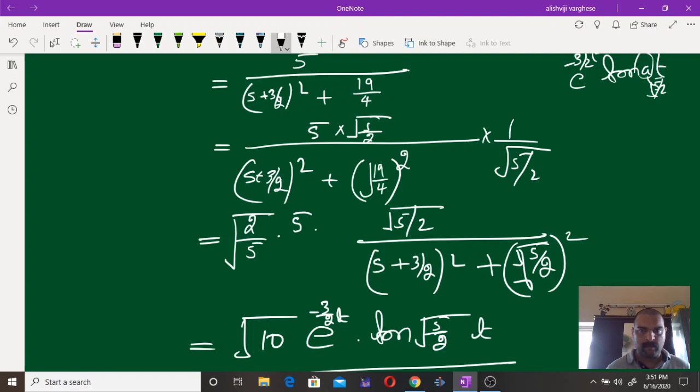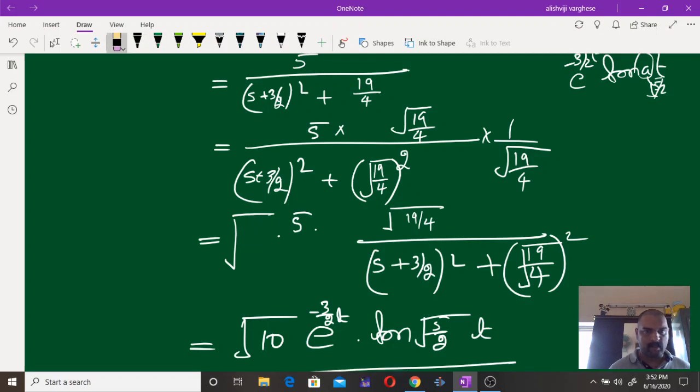So it will come root of 19 by 4, and here also we have root of 19 by 4, and what we multiply here is also root of 19 by 4, and that will make things different. So here we get 19 by 4, and this is also root of 19 by 4. So in numerator we have 19 by 4. Here we have 19 by 4 square root of, and this term is also 1 by 19 by 4, that is 4 by 19.